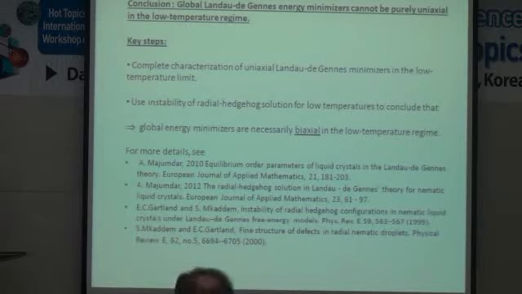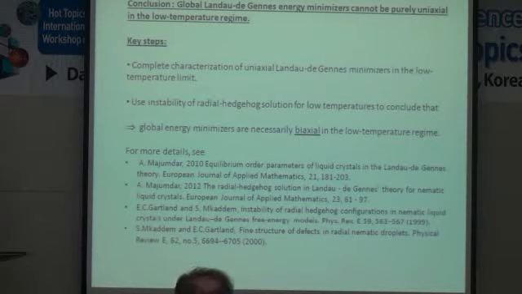But if it is like the radial Hedgehog solution, then it is unstable with respect to biaxial perturbations. So the global minimizer will have to be biaxial near the origin, or near the droplet center, for this particular model problem for sufficiently low temperatures.